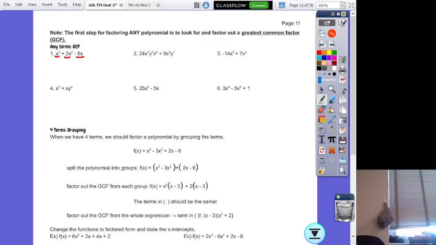Okay, x cubed plus 2x squared minus 8x here. There's 3 terms. I underlined each of them, so you understand that. You look for the GCF, greatest common factor. What do they have in common? The answer here is they all have an x.